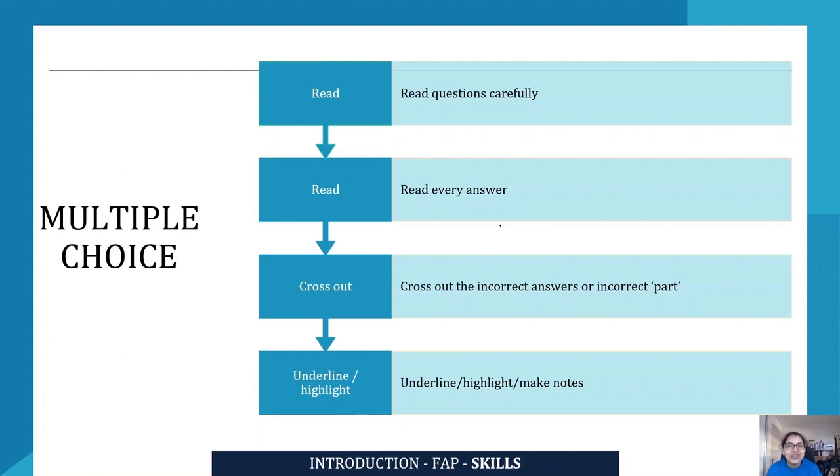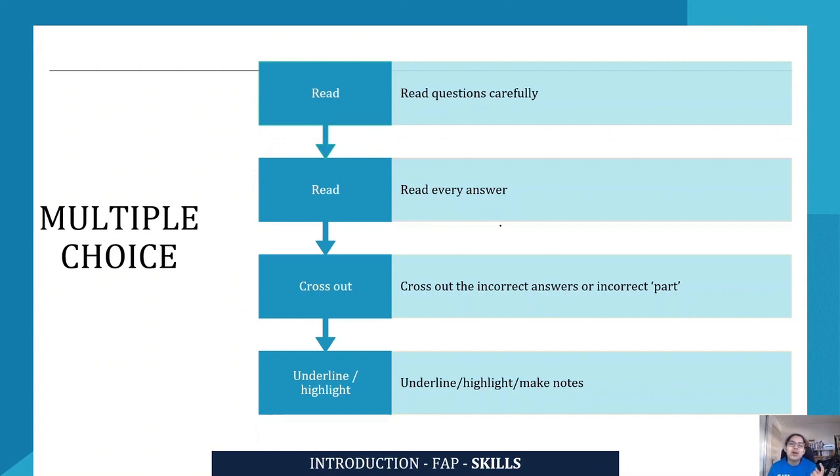Then read every single answer, highlight the keywords in every single answer, and then cross out the incorrect part of the question. It may not always be evident from the get-go which one's correct and which one's not, but try and cross it out from the get-go.